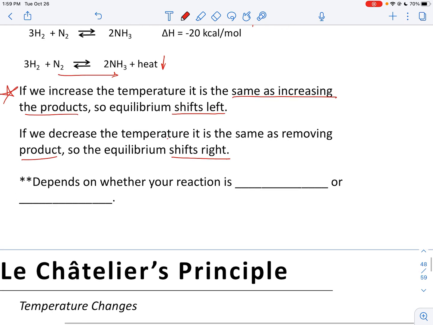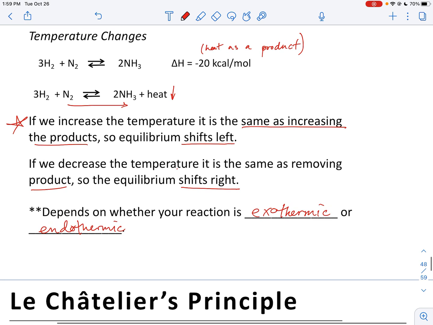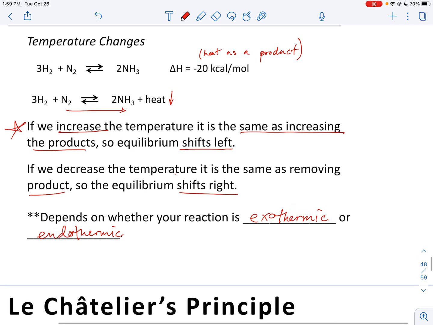So it always depends on whether your reaction, by the way, when we're talking about temperature, is exothermic or endothermic. You cannot always look at a reaction and say, oh, if we increase temperature, it's going to shift left, and if we decrease temperature, it's going to shift right. We can only say these because here our reaction is exothermic.